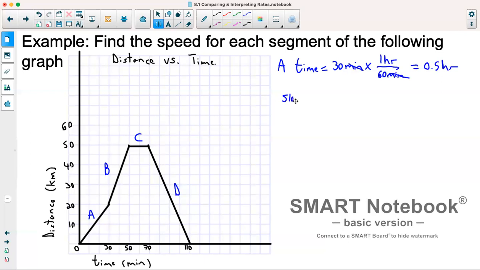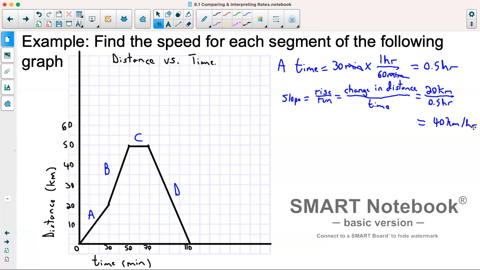Now our slope in this case is our rise, which is our change in distance, over our run, which is our time. So in this case, for A, we went from 0 to 20. So we had a change in distance of 20 kilometers over 0.5 hours. Now, because it's kilometers over hours, that's going to give us our unit rate in kilometers an hour. So that would be 40 kilometers per hour.